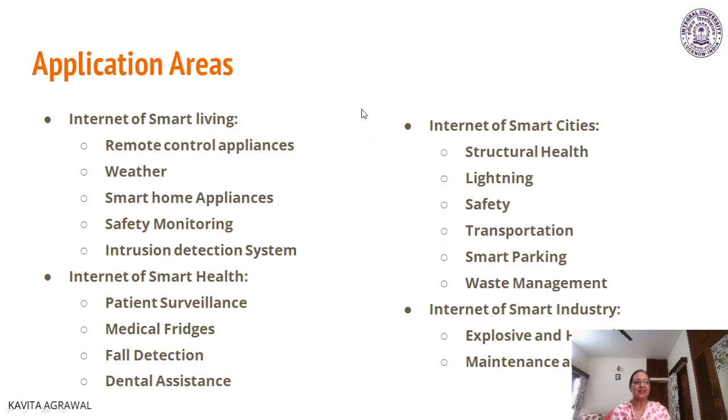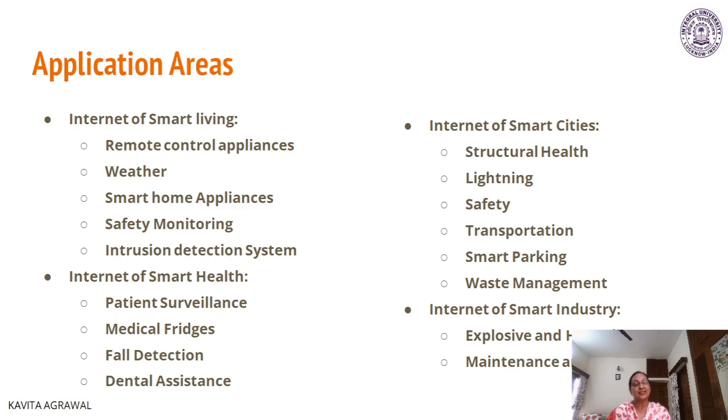We have Internet of Smart Living. Under this I can put all my home appliances which I can control through a remote control, maybe through an app in my mobile phone, and I may be sitting at my workplace and controlling these devices at home. We have weather devices which will tell us what the weather will be at the place where we are sitting, or some other place where we want to visit. We have smart home appliances.